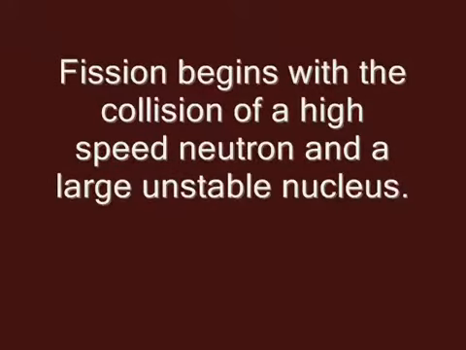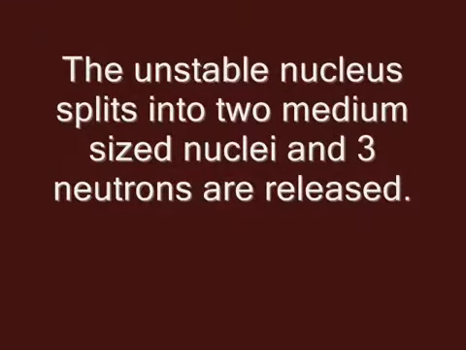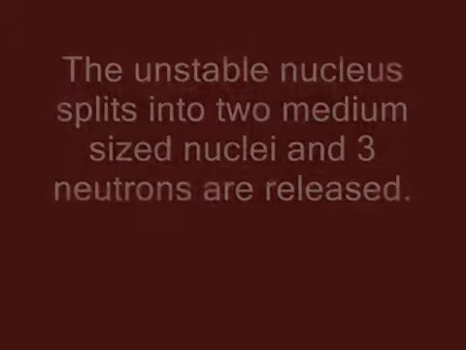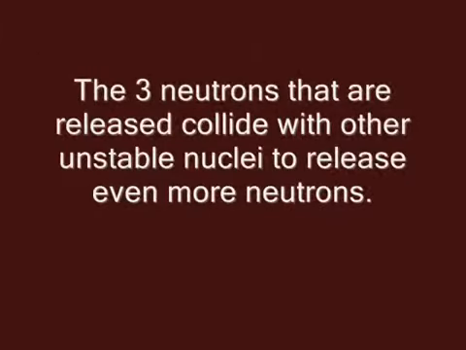So the fission process begins with a collision of a high-speed neutron with a large unstable nucleus. These are like radium or uranium-235, plutonium-294. The unstable nucleus splits into two medium-sized nuclei like barium or krypton, and then most importantly, three more neutrons are released. It's these three neutrons that can then go on and split even more nuclei.